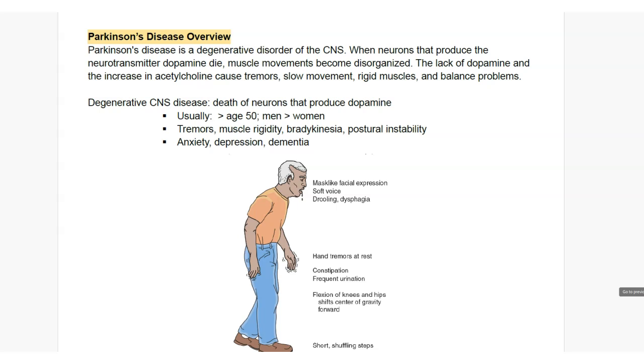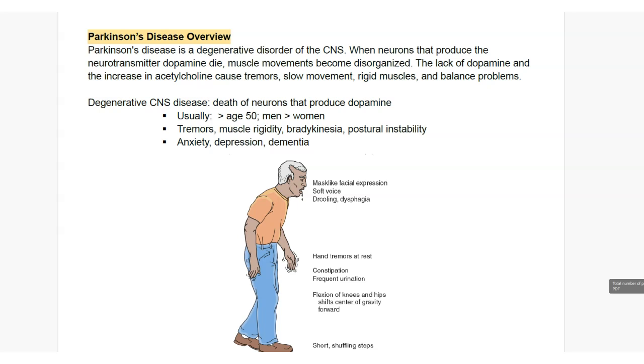Next, we're going to talk about Parkinson's disease. Please turn your outline page to page 6. Parkinson's disease is a degenerative disorder of the central nervous system. When we say degenerative, typically it means that over time it continues to progress or worsen. Most of these degenerative diseases are actually irreversible. And typically, again, it usually will progress. This happens when neurons that produce the neurotransmitter dopamine actually die. And then it causes muscle movements to be disorganized.